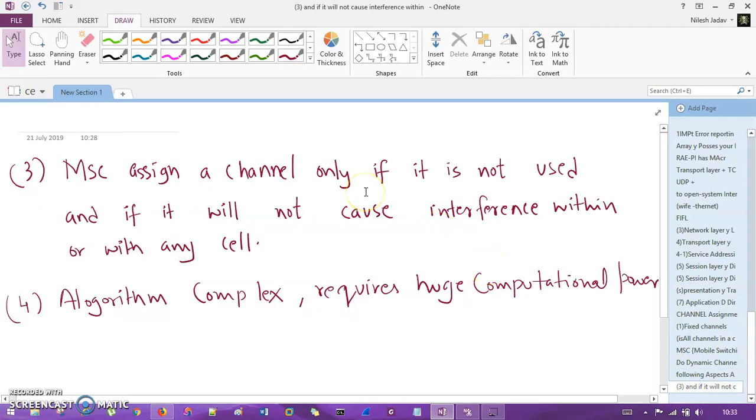Next thing is, the MSC assigns a channel only when it is not being used. That's why your cell is not going to be completely occupied. So the MSC assigns a channel only if it is not used, and if it will not cause any interference within or with any cell. This is also very important. As you know, there are a lot of things, a lot of features it needs to check. The algorithm of dynamic channel assignment is very complex.